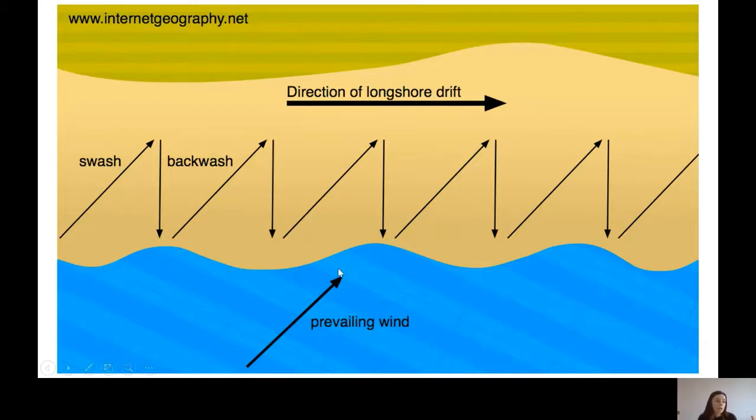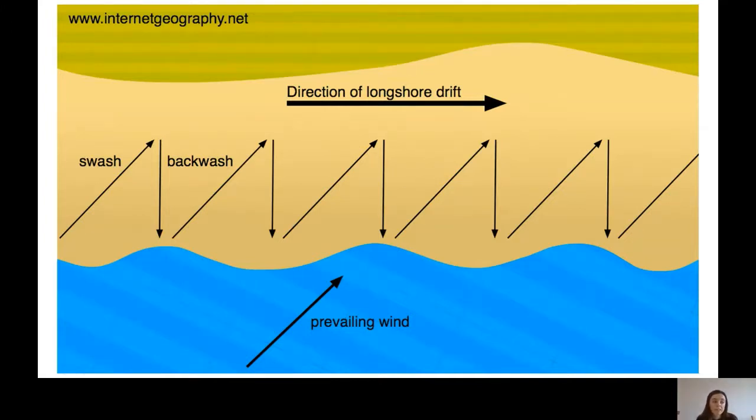The swash will carry this material along the beach at an angle. The backwash then flows back to the sea, but at a 90-degree angle due to gravity.